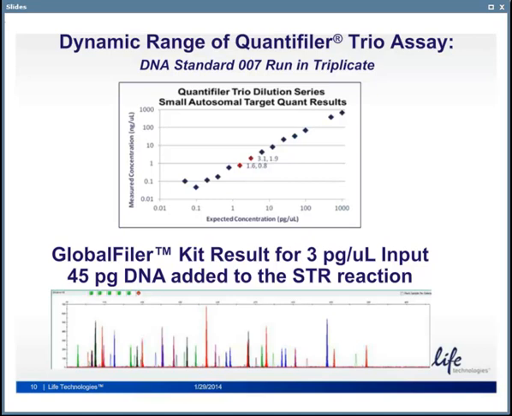So for these DNA dilutions, I took the sample which had 3 picograms per microliter and added 15 microliters of this sample to the GlobalFiler reaction, which would be 45 picograms of DNA. And as you can see, most of the alleles are recovered in GlobalFiler. In this case, it was 35 out of 40 alleles recovered with less than 50 picograms of DNA.